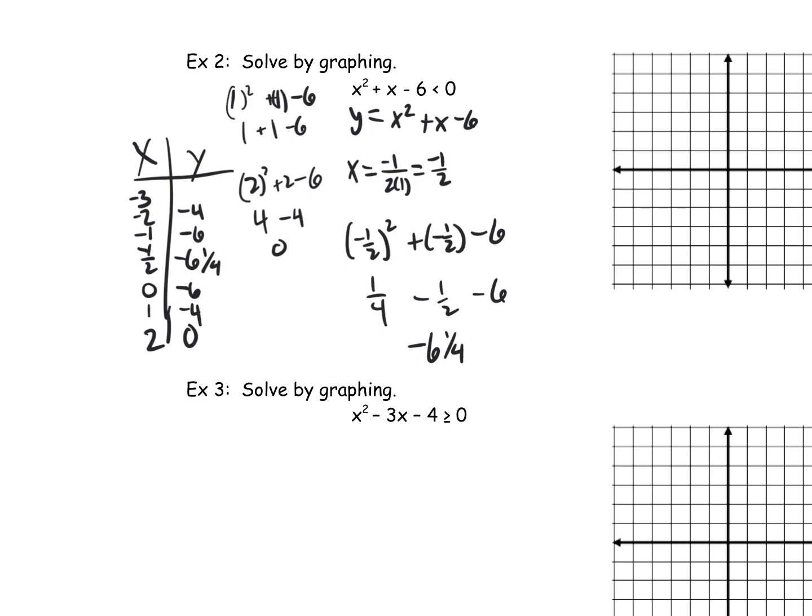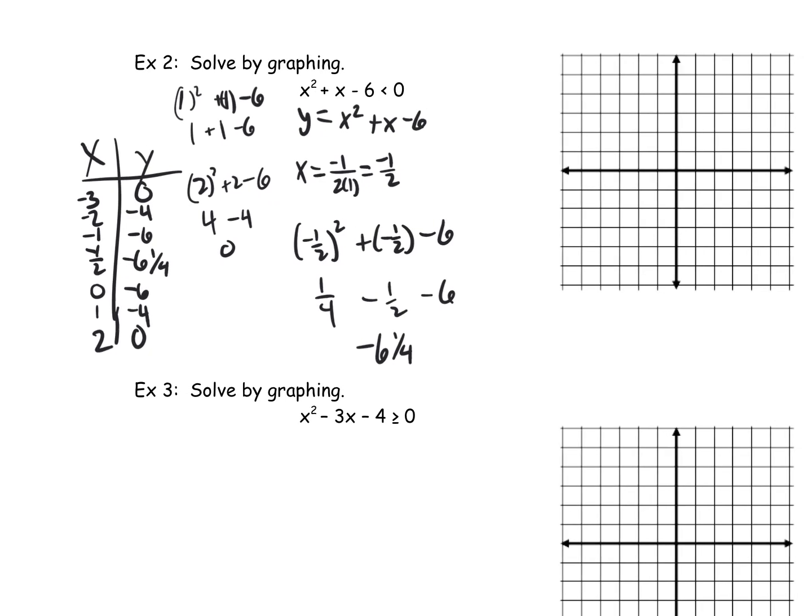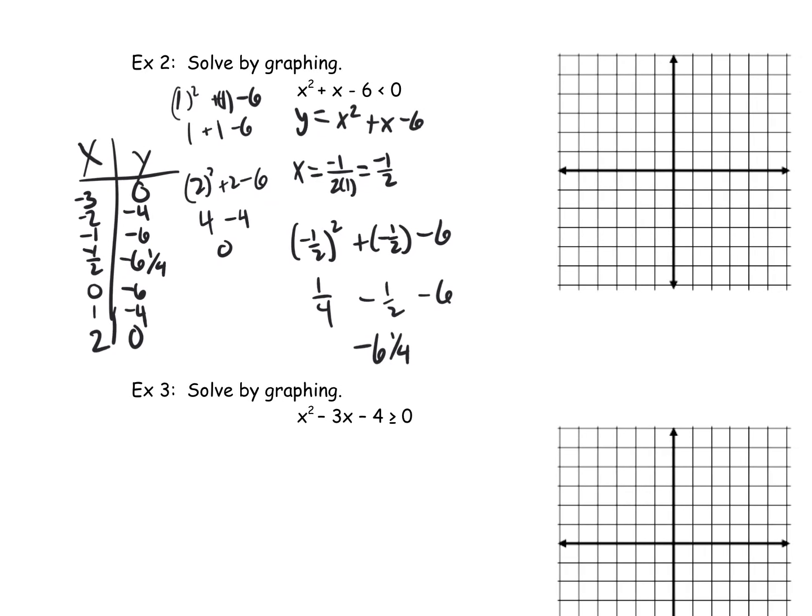So there's our zeros. We can go ahead and plot these points. Negative 3, 0. Negative 2, negative 4. Negative 1, negative 6. Negative 1/2, negative 6.25. 0, negative 6. 1, negative 4. And 2, 0. Next thing we're going to do is look at plotting the parabola itself, and whether it's going to be solid or dashed, and it is going to be dashed.